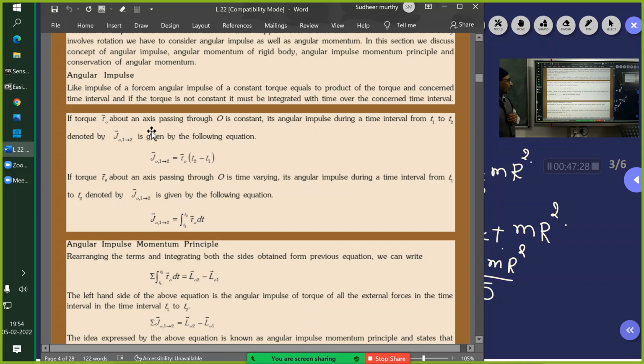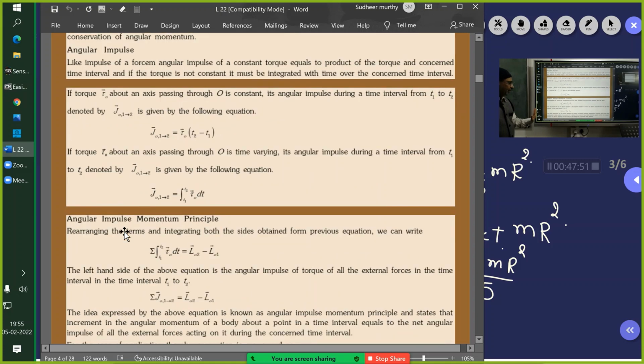The torque about the point O gives angular impulse during the time interval t1 to t2, given by tau naught into (t2 minus t1). There we write F into (t2 minus t1); here it is tau naught into (t2 minus t1). And if it is over a continuous time interval, then it is the integration from t1 to t2. It should not be difficult for all of you.